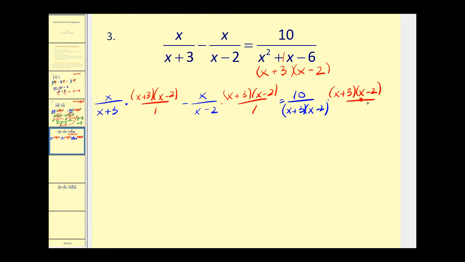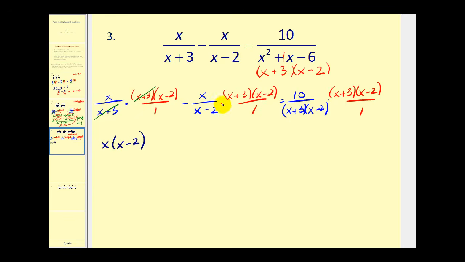So notice in blue I have the original rational expressions. I did write the right side in factored form, and then in red I've multiplied every term by the LCD over 1. Let's go ahead and simplify before we find these products. Notice we have an x plus 3 and an x plus 3, so we're left with x times x minus 2.